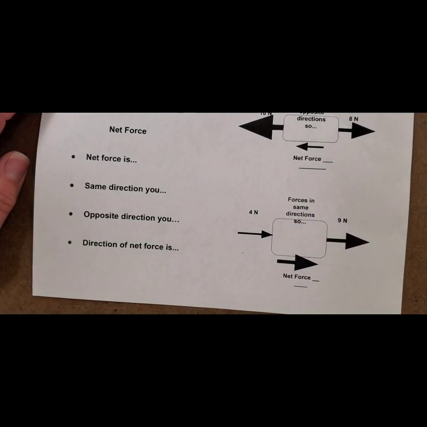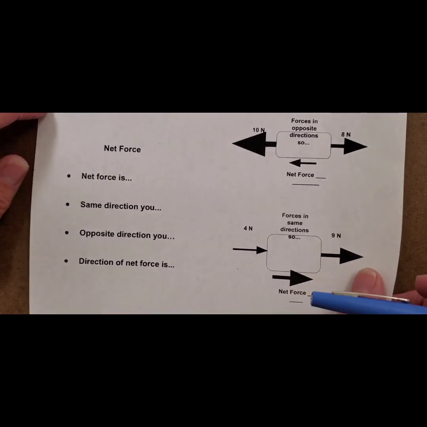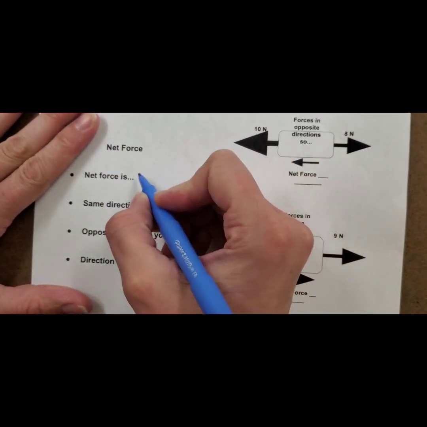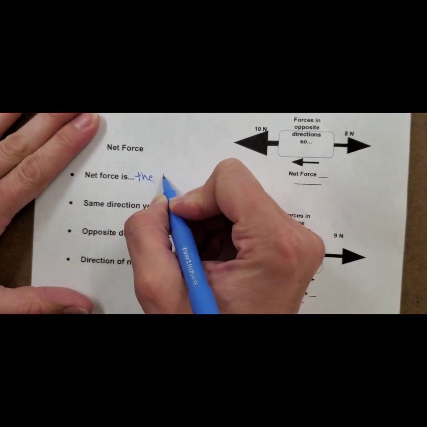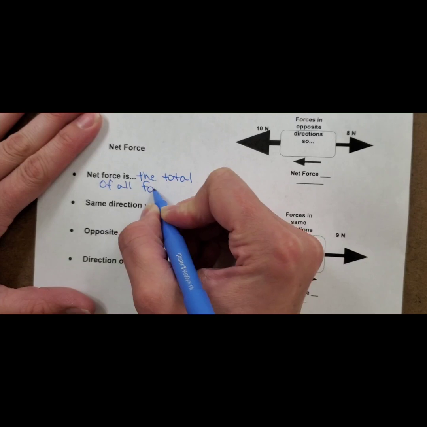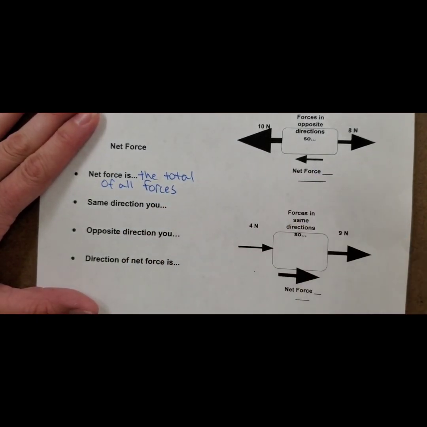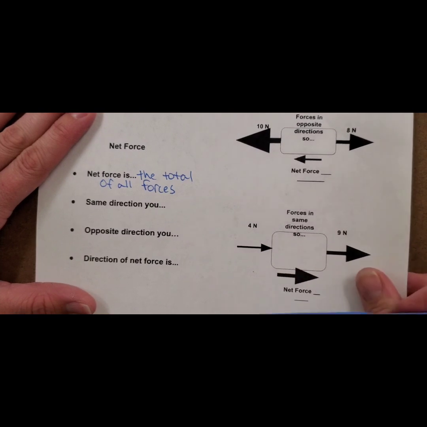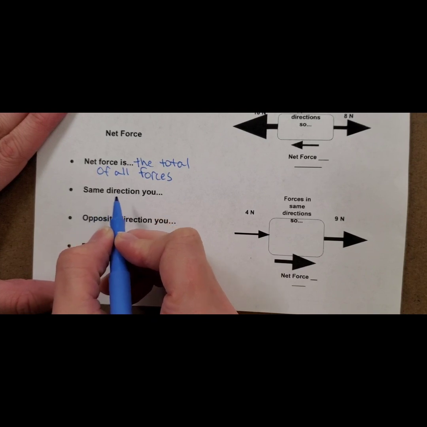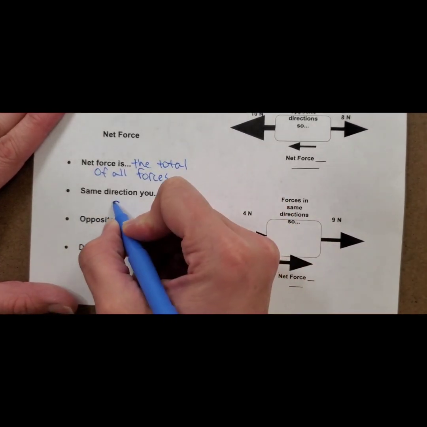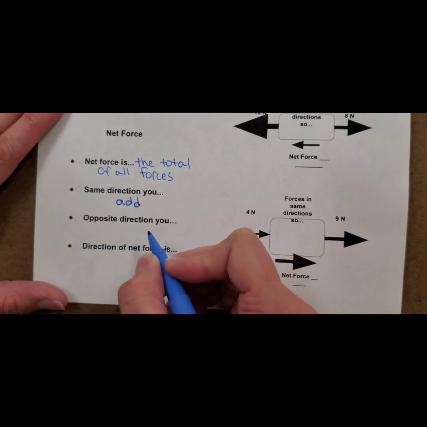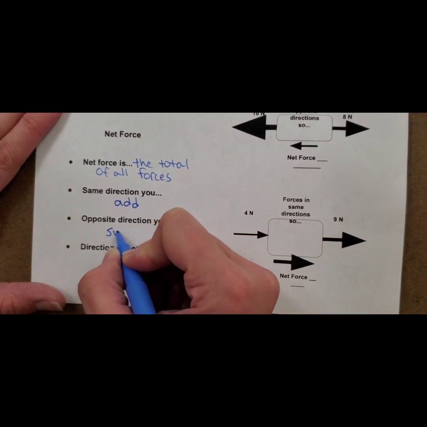In class, we've talked about this a lot. Net force is the total of all forces. I'm not going to say sum, because as someone pointed out the other day, it might not be the sum since you might be subtracting. So if the forces are all in the same direction, you add, and you did this on the stations yesterday. If they're in the opposite direction, then we subtract.